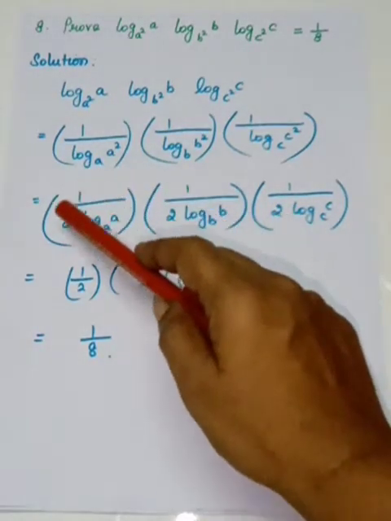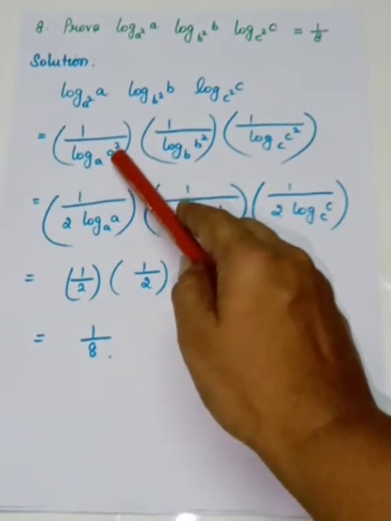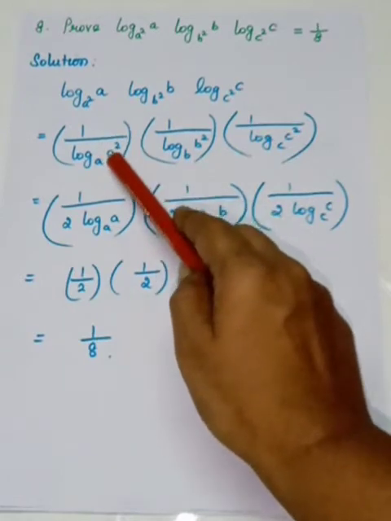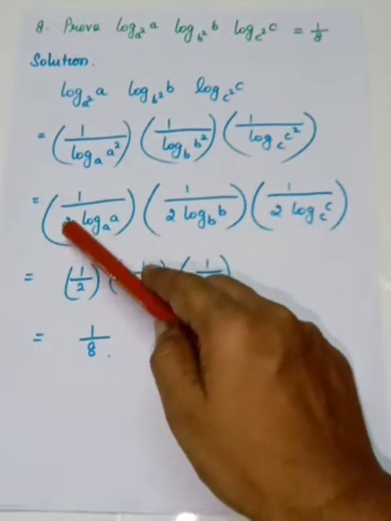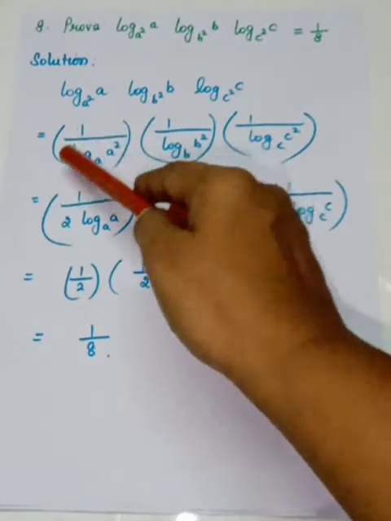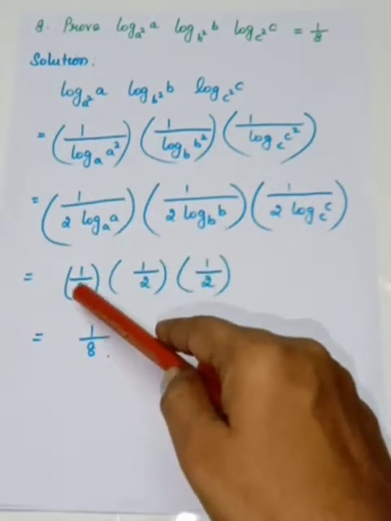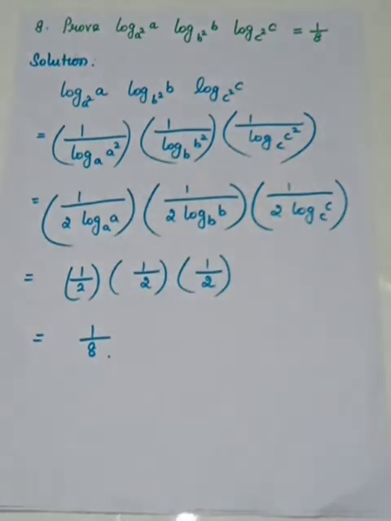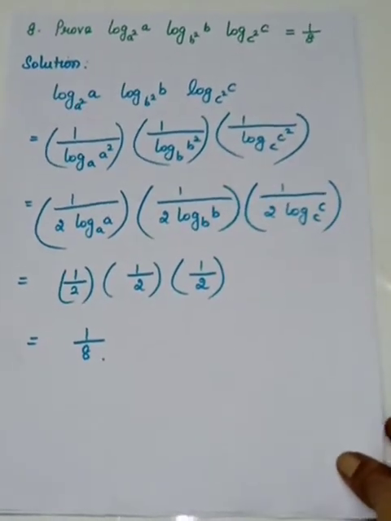Okay, so 1 by, using the power rule in logarithm. Otherwise, you look at this: the logarithmic base is a and the exponential function base is a. If both are the same, the answer will become 2, so you can directly write 2. Here I have used the power rule, so the 2 will go to the front. Log of a to the base a is 1, so the answer is 1 by 2. In the same way, here also you are getting 1 by 2, here also 1 by 2. So when you multiply, it is 1 by 8. So we have proved the 8th problem.